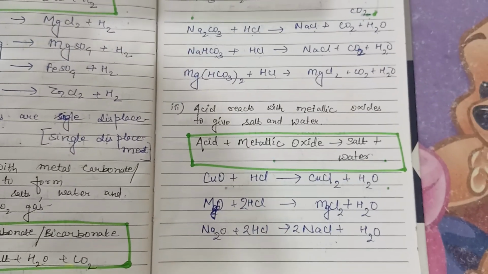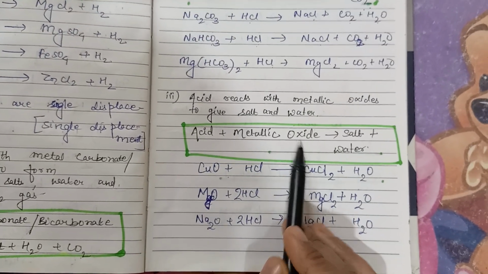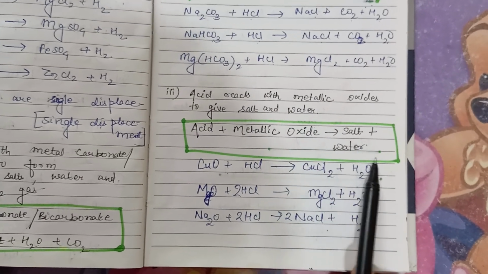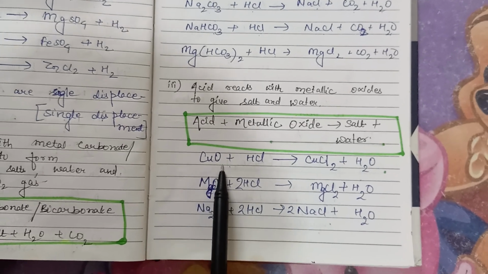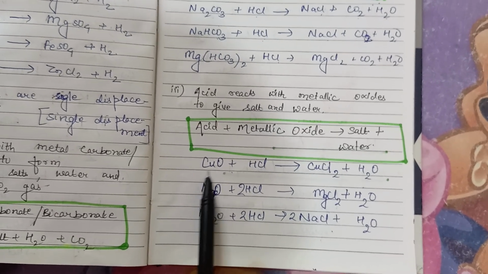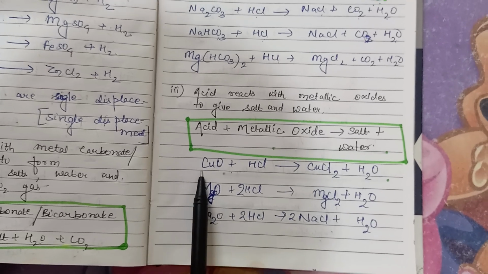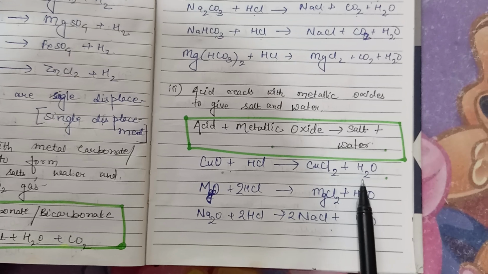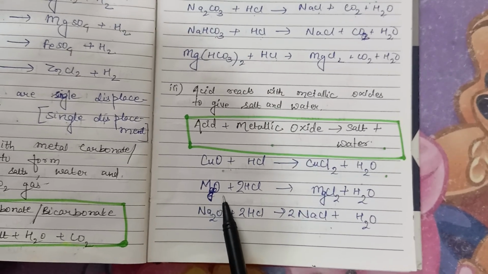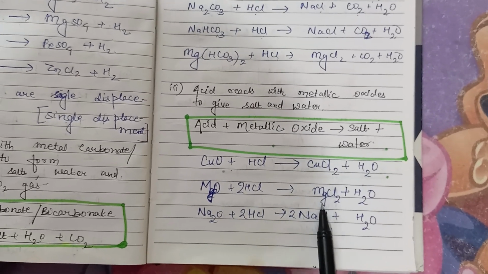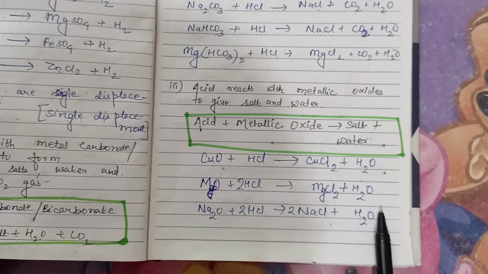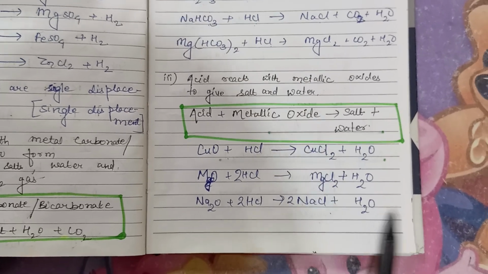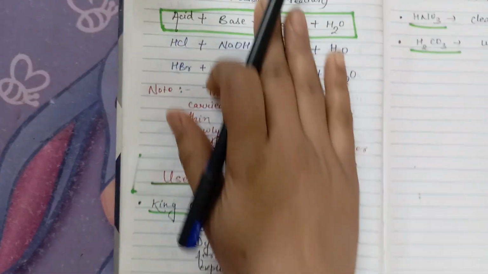And now let us understand acid with metallic oxide. When acid reacts with metallic oxide, we get salt and water. Like CuO, copper oxide, a metal oxide, reacts with HCl, we are getting CuCl2 and water. MgO with HCl, we are getting MgCl2, it is the salt, and water. Na2O plus HCl, we are getting NaCl plus water.